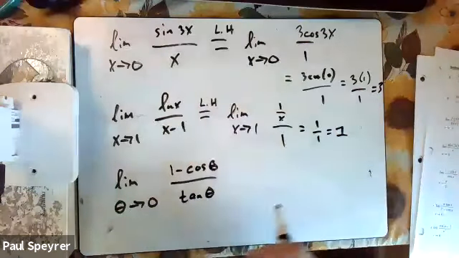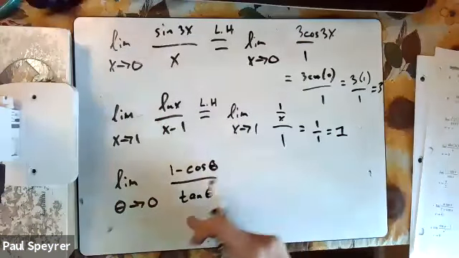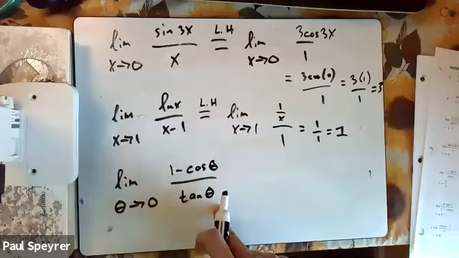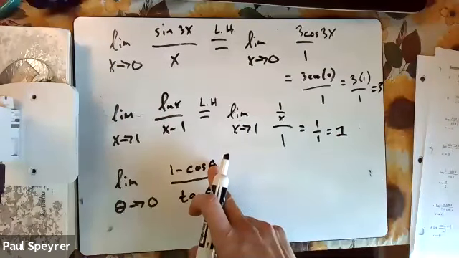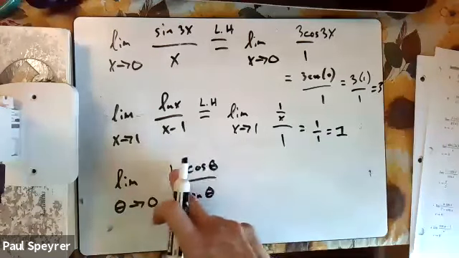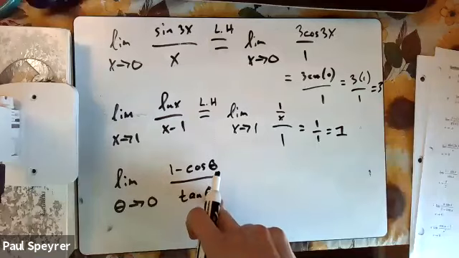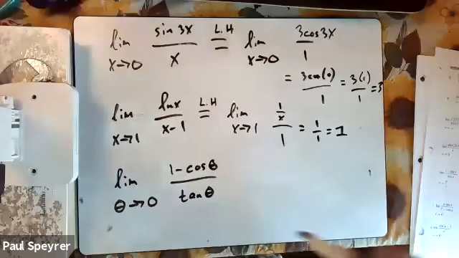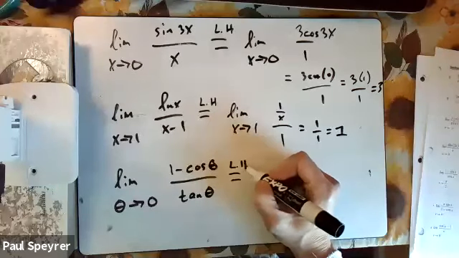All right, if we do this one, limit as theta approaches 0 of 1 minus cosine theta over tangent of theta. If you plug 0 in, you're going to get 1 minus cosine of 0. Cosine of 0 is 1. 1 minus 1 is 0 up top. Tangent of 0 is 0. So again, you get 0 over 0. So let's L'Hopital it and see what happens.